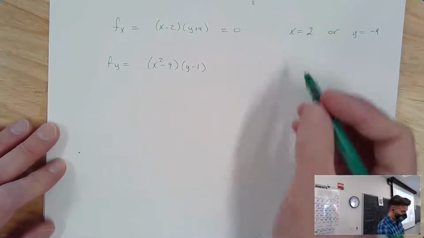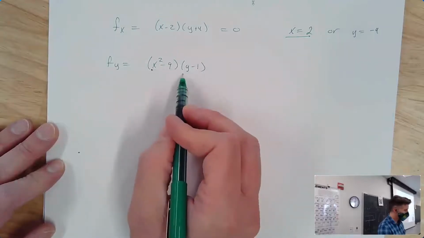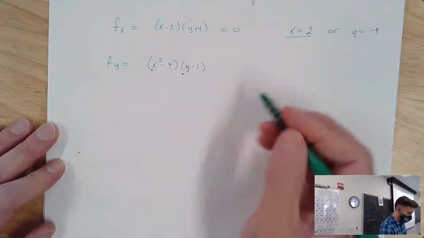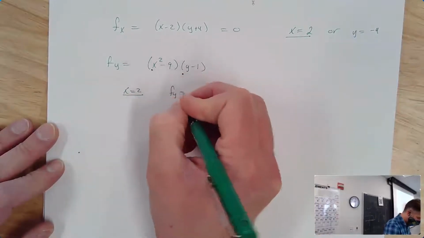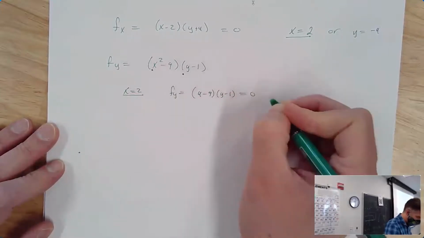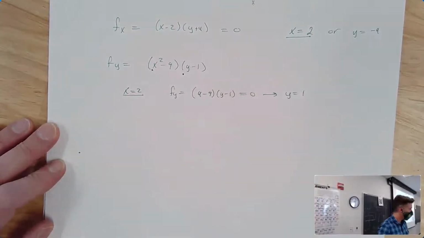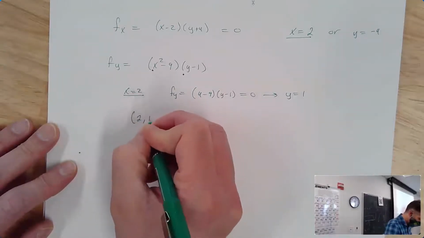So if x is 2, then fy is going to be 4 minus 9 times y minus 1. And if I want that to be 0, I have to get y equal to 1. So the critical point here would be 2, 1.